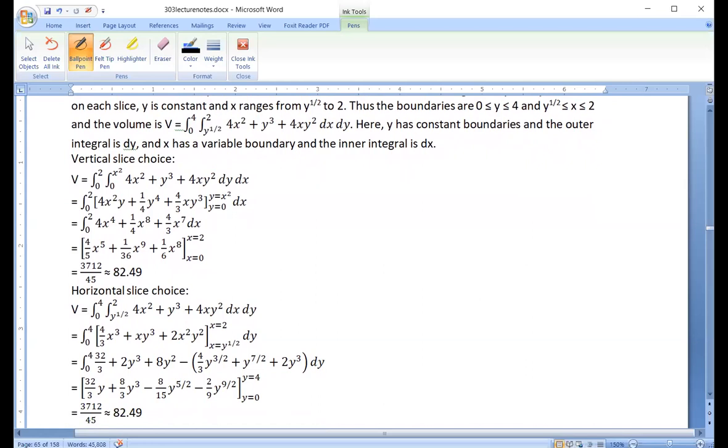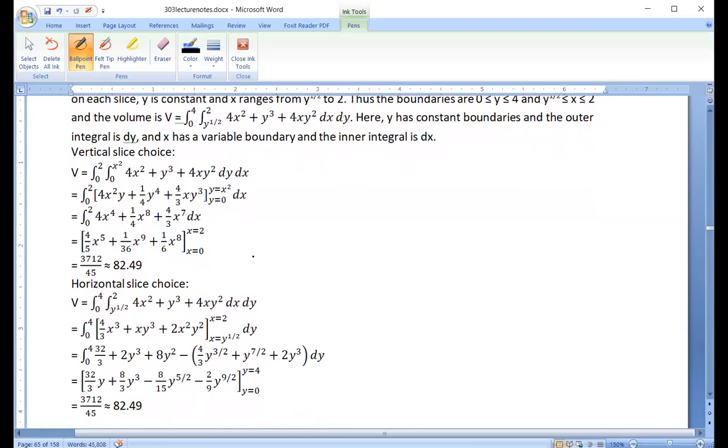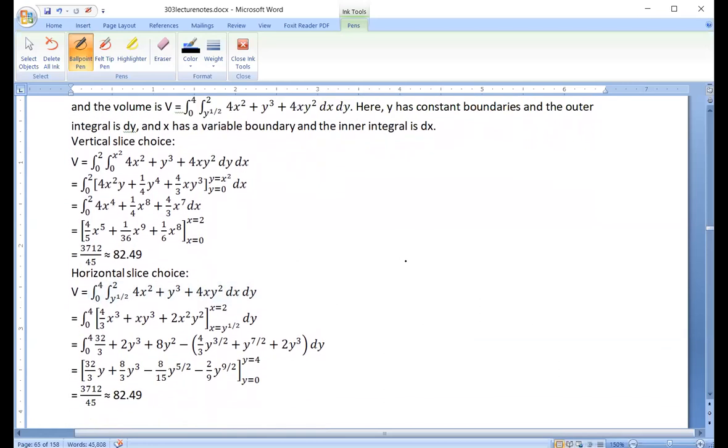So yes, it's true. You can integrate in either order. Notice now, however, if you want to choose an order, dy dx versus dx dy, yes, you can do it. However, you can't just take one integral and just flip the boundaries.